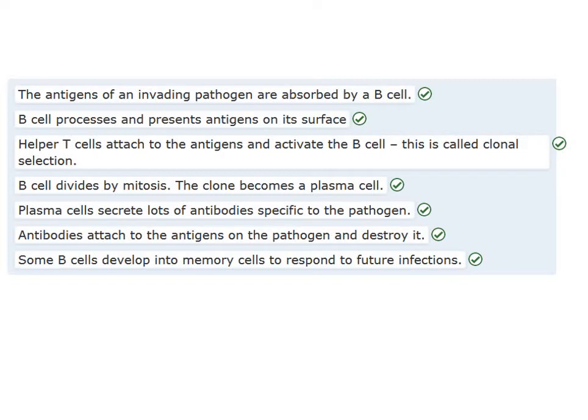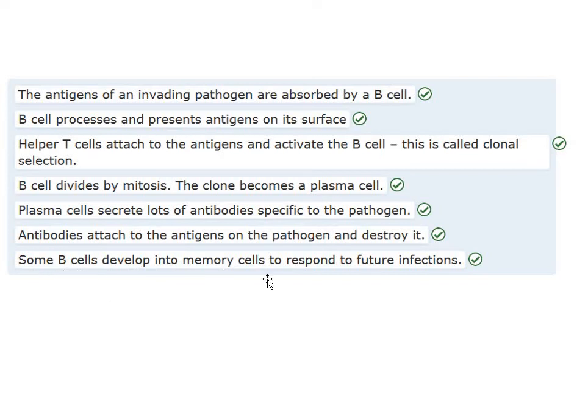So one of the ways we could summarise it is: the antigens of an invading pathogen are absorbed by the B cell. The B cell processes and presents the antigen on its surface. The helper T cell is going to attach to the antigen, which activates the B cell. We call that clonal selection. It's then going to divide by mitosis and become a plasma cell. They're going to secrete lots of antibodies specific to the pathogen. Something which I haven't mentioned very much at the minute is you need to make it very clear that these antibodies are specific, and we use the word complementary to say they're complementary to the pathogen or the antigen. The antibodies are then going to attach to the antigens and destroy it, and then some of the B cells are going to develop into memory cells to remember for future infections.